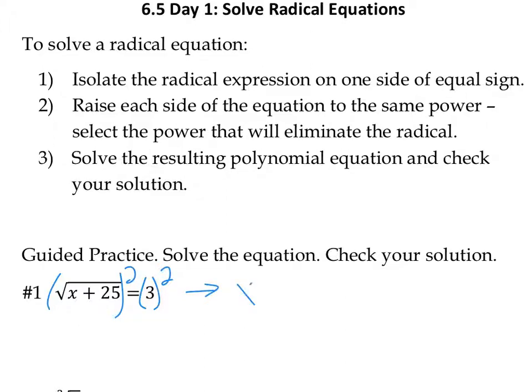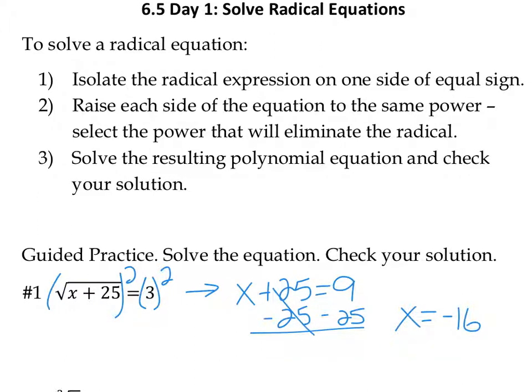That's going to give us x plus 25 equals 9. Okay? And then I can subtract 25 on both sides and end up with x equals negative 16. We want to check that. Okay, well, if we're going to check that, we would plug it back into the original equation. So we're going to have the square root of negative 16 plus 25. That's the square root of 9, which equals 3. So it checks out and works.